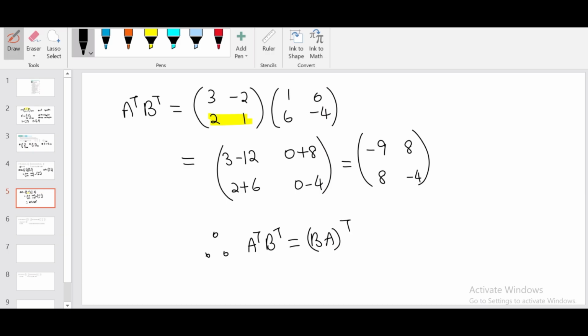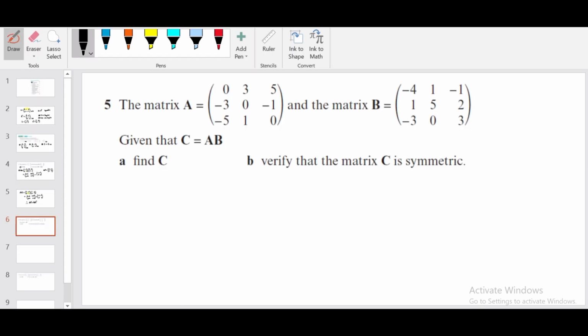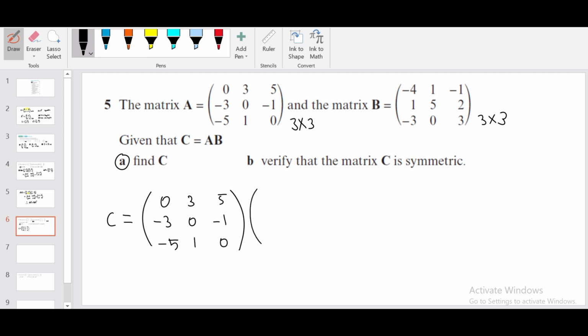Understand? Let's look at question number 5 now. You have two matrices A and B, a 3 by 3 matrix, another 3 by 3 matrix. Given that C is equal to A times B, find C. So C is equal to A, 0 3 5, minus 3 0 minus 1, minus 5 1 0, times B, minus 4 1 minus 1, 1 5 2, minus 3 0 3.